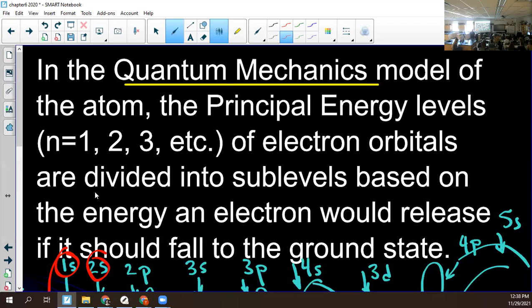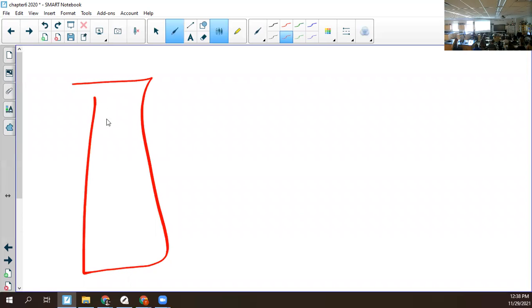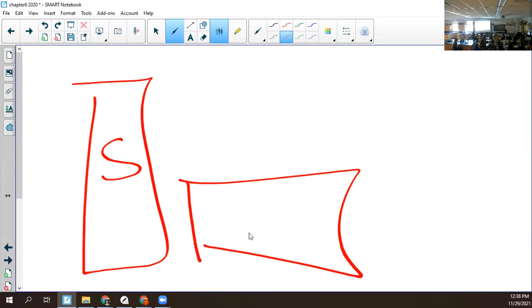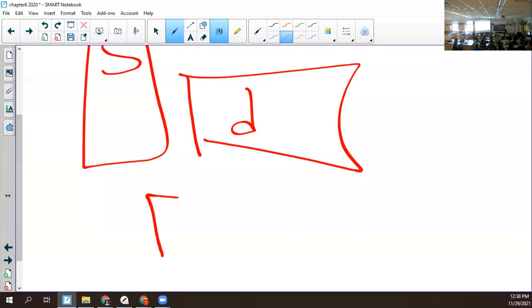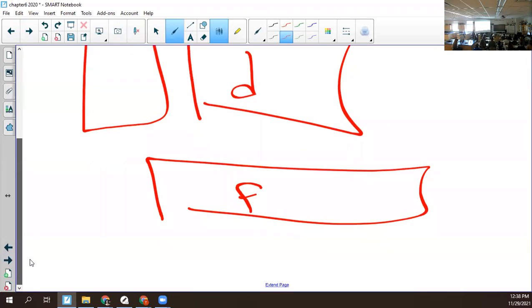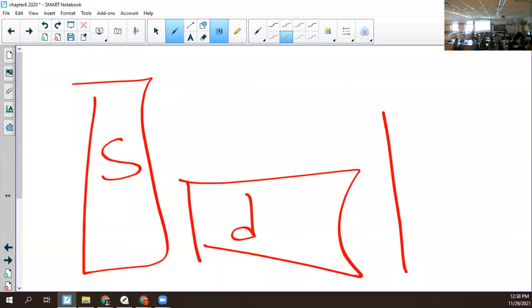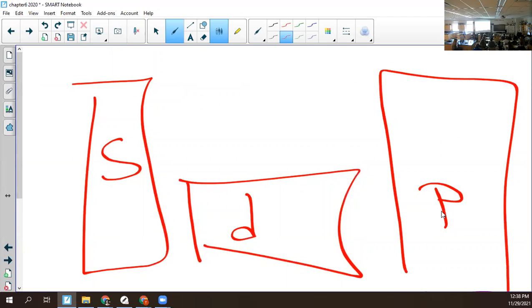In the quantum mechanics model of the atom, the principal energy levels n equals 1, 2, 3 of an element, orbitals are divided into sublevels based on the energy an electron releases if it should fall to the ground state. Okay, what does that even mean? It says that the rows of the periodic table are divided into sections. They are divided into S's, D's, F's, and P's.